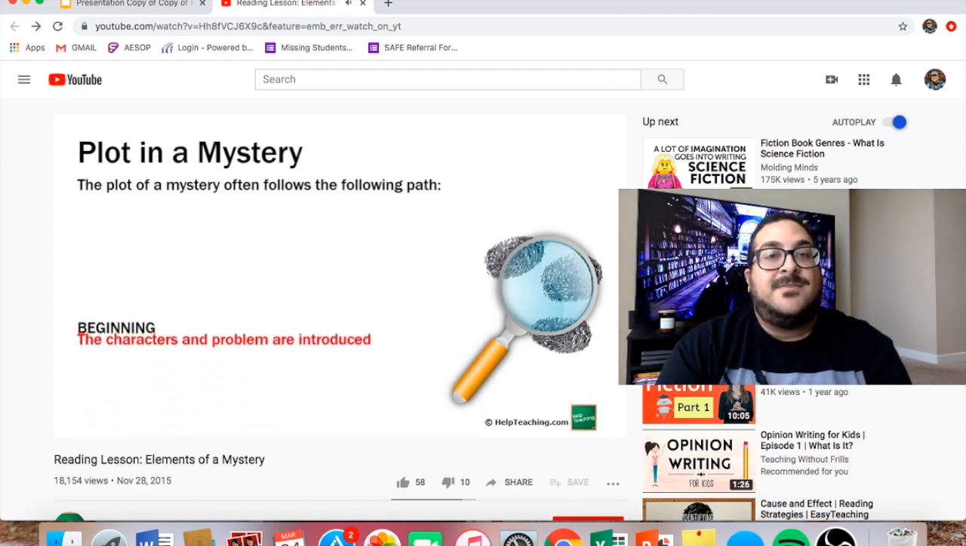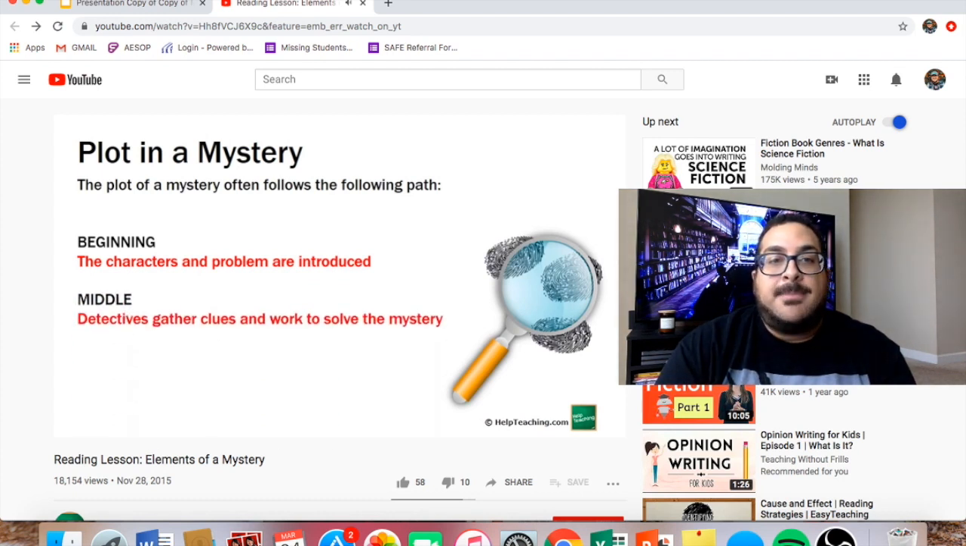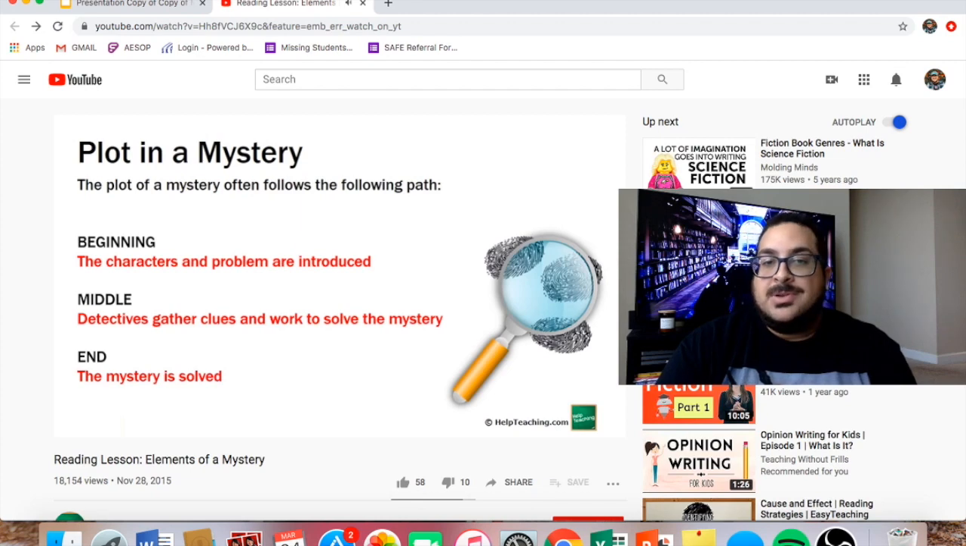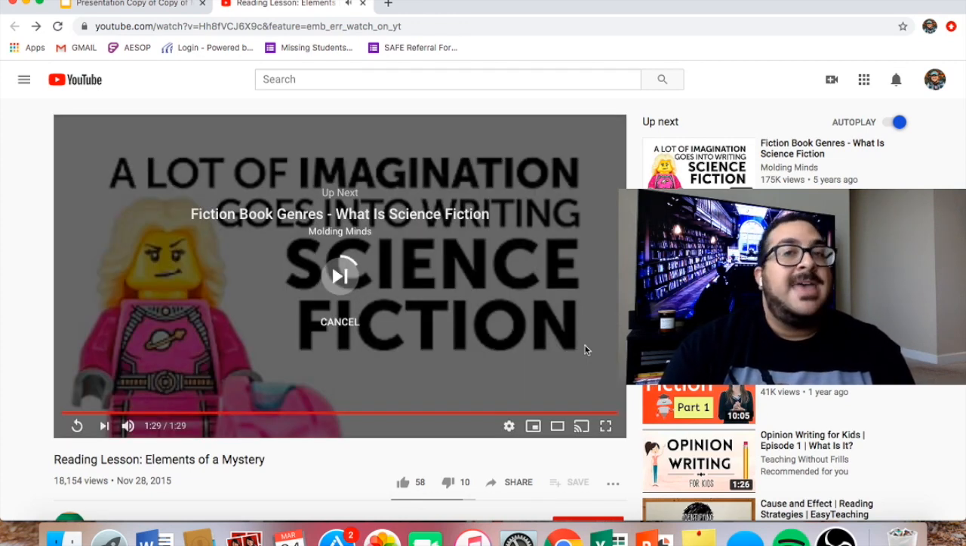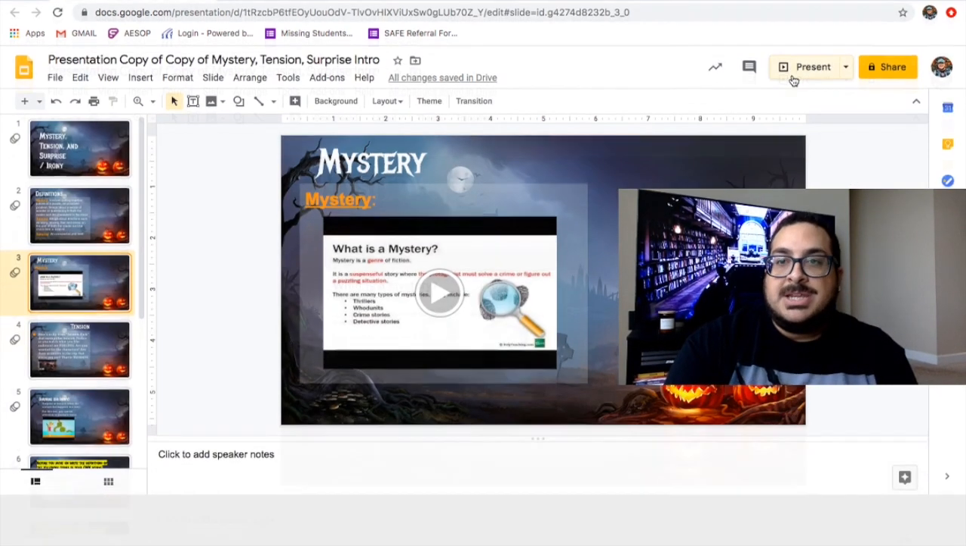The plot in a mystery often follows the following path. You have the beginning, where the characters and problem are usually introduced. You have the middle, where people are gathering clues and working to solve the mystery, and then the end, where the mystery is revealed or you finally figure it out. So let's go back to the presentation.